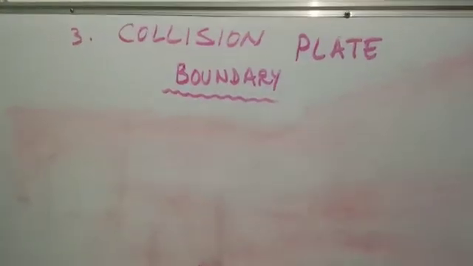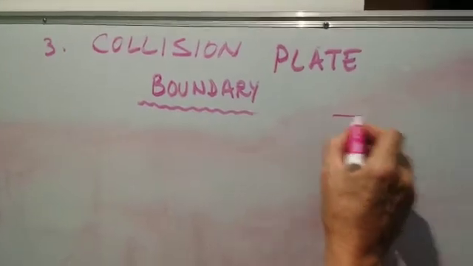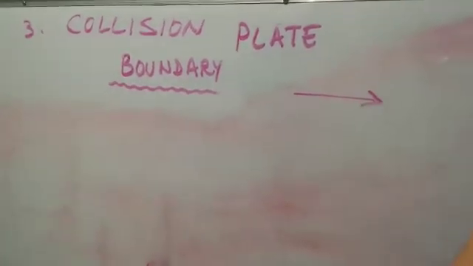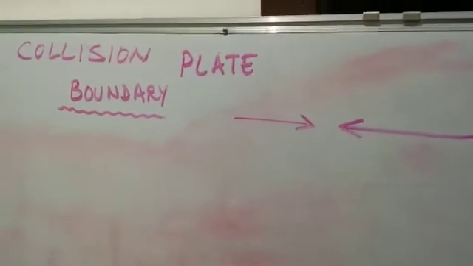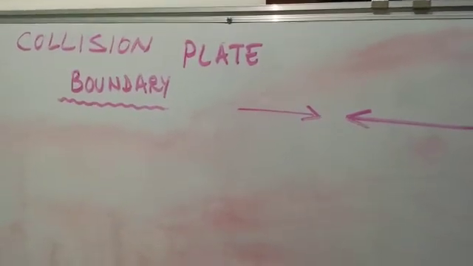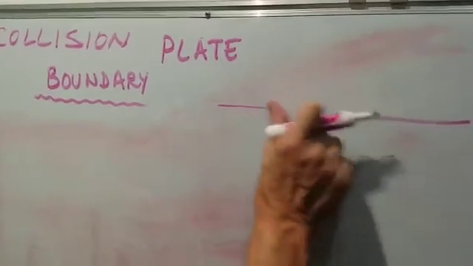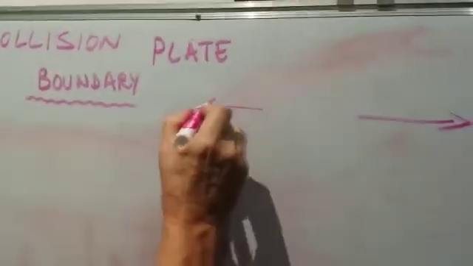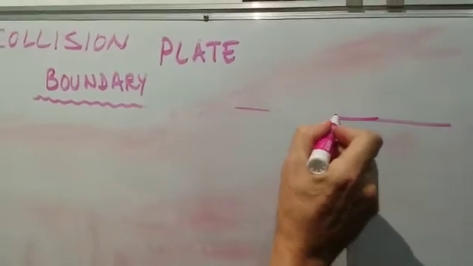Right, the third type of plate boundary is a collision plate boundary. In a collision plate boundary, the plates are coming together. These are sometimes called convergent plate boundaries, as opposed to a divergent, where the plates are actually pulling apart. But we're talking now about plates that are coming together.